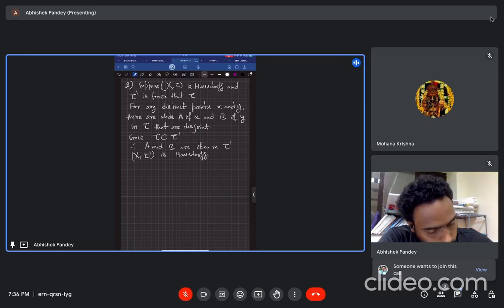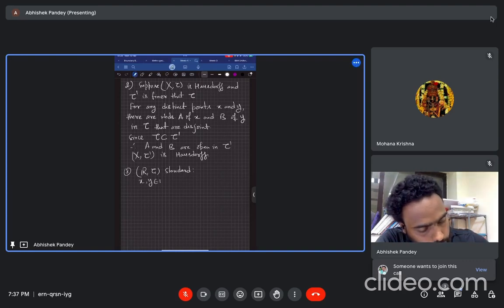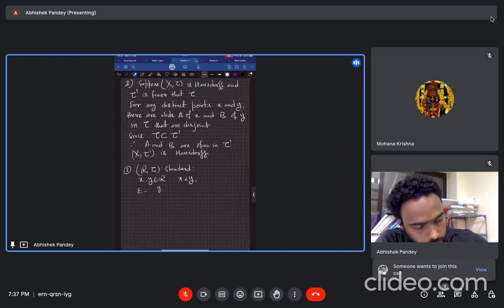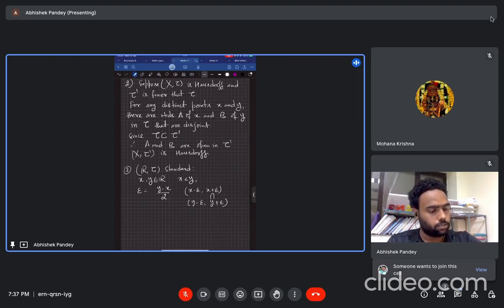Okay. Now you will see that R with the standard topology is always going to be Hausdorff. How? Given any x, y belonging to R, we can assume that x is less than y. Take epsilon equal to (y minus x) by 2. Then (x minus epsilon, x plus epsilon) and (y minus epsilon, y plus epsilon) are disjoint neighborhoods; the intersection is phi, and they contain x and y. So the standard topology is Hausdorff.